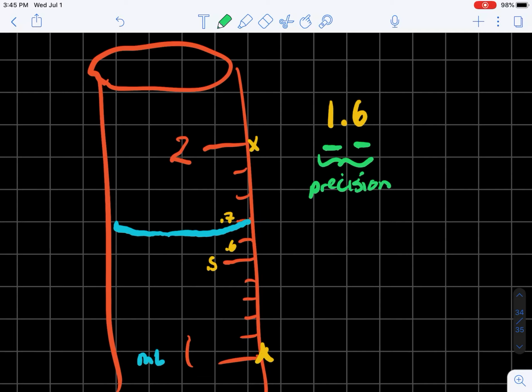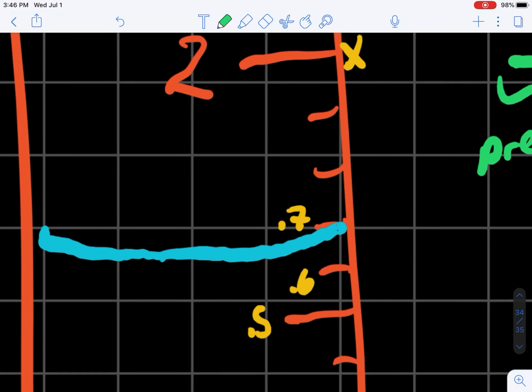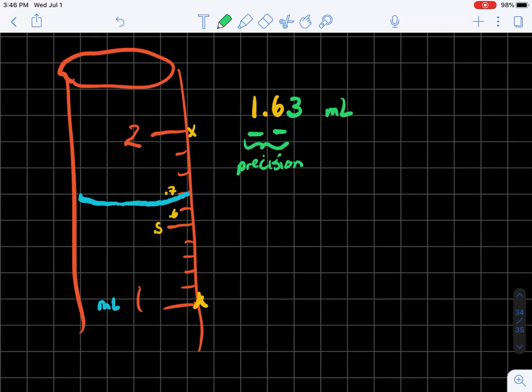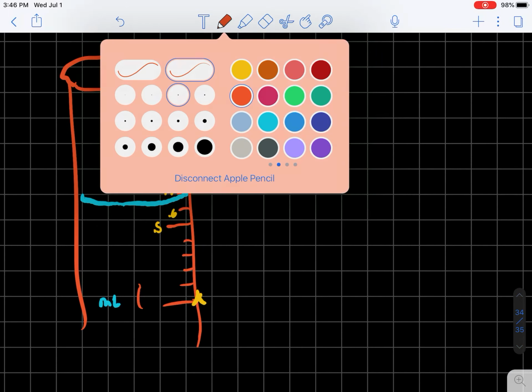Everybody will say 1.6, but what will be different is when people make an estimate of what the next digit is, it may be a little different from person to person. I'm going to say that the next digit is 1.63 milliliters. You might have said 1.64. We might zoom in and see that it's 1.62. It doesn't matter. The last digit is our estimate anyway.